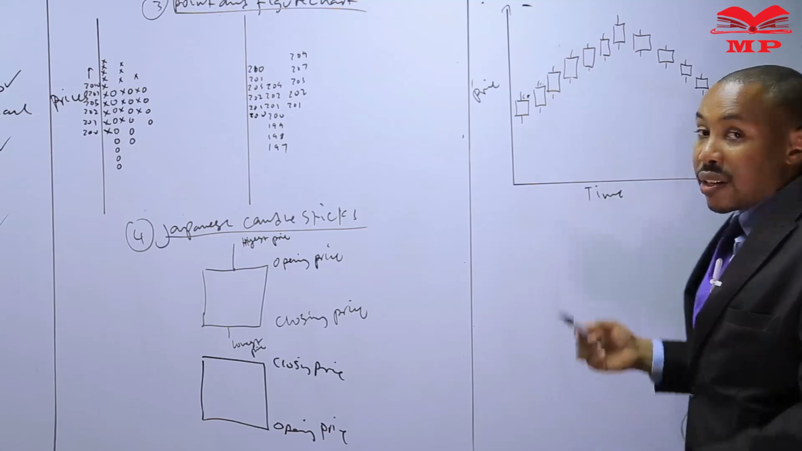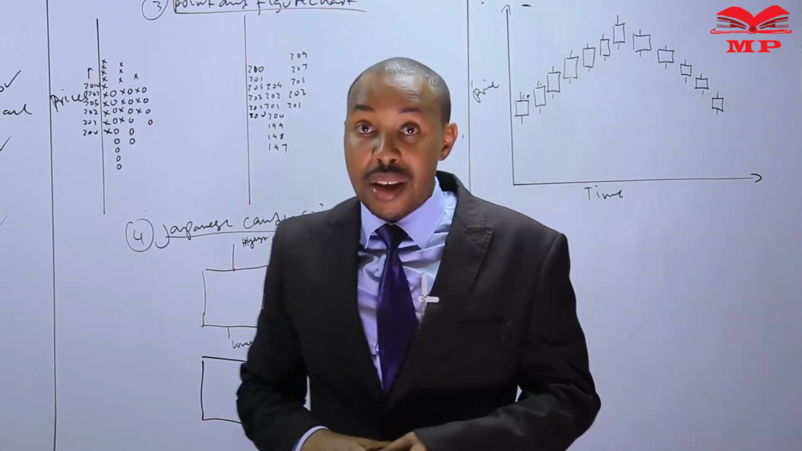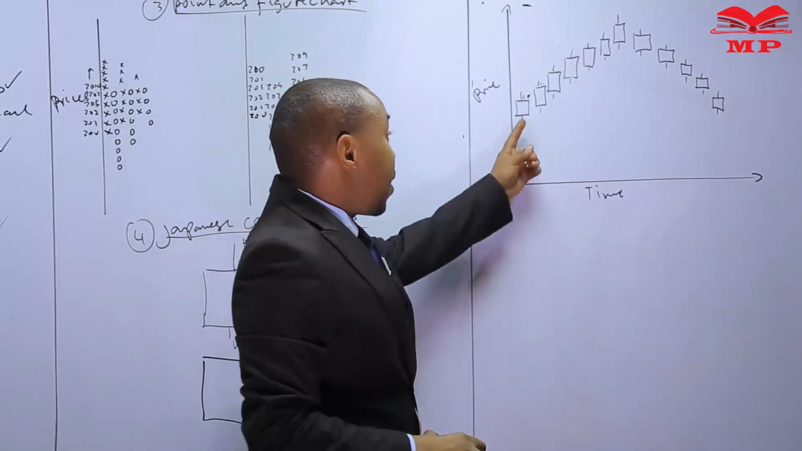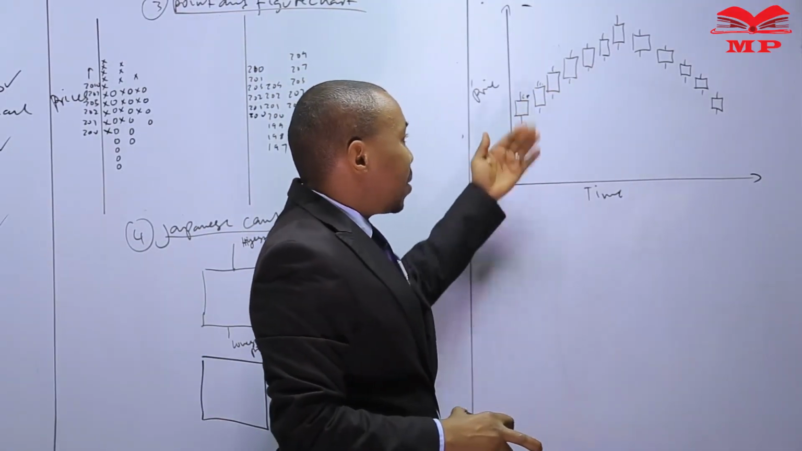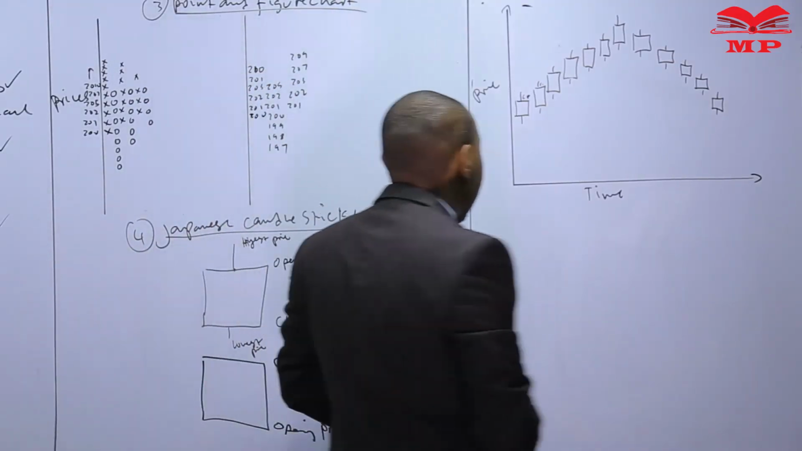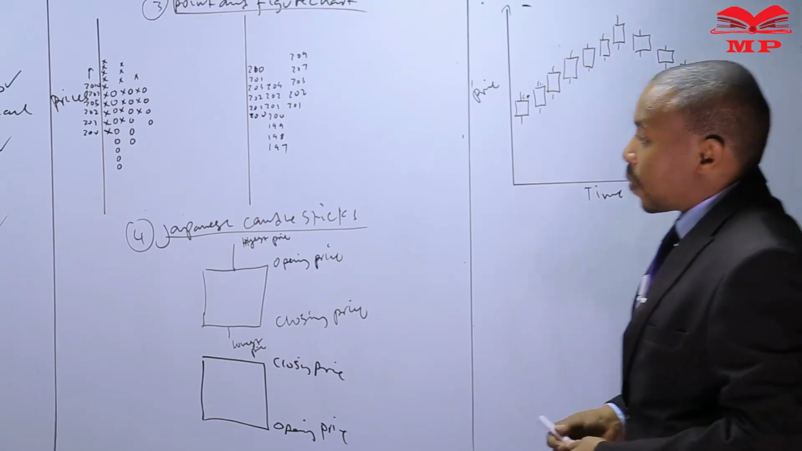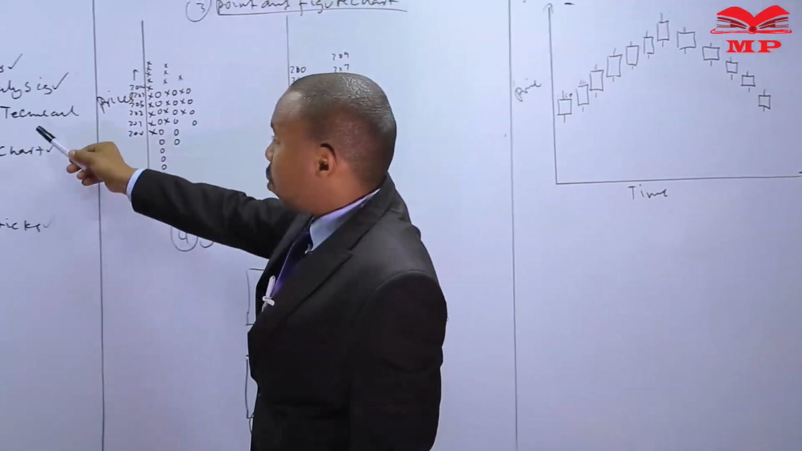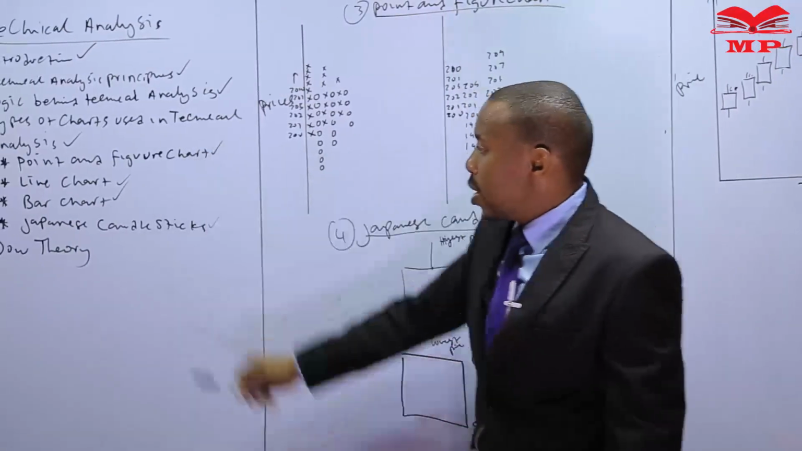These Japanese candlesticks are the most commonly used by technicians because they indicate the closing prices and the opening prices in a probably more systematic fashion compared to the other charts that we've looked at. Now, having looked at the four types of technical analysis charts, we move on to look at the Dow theory.